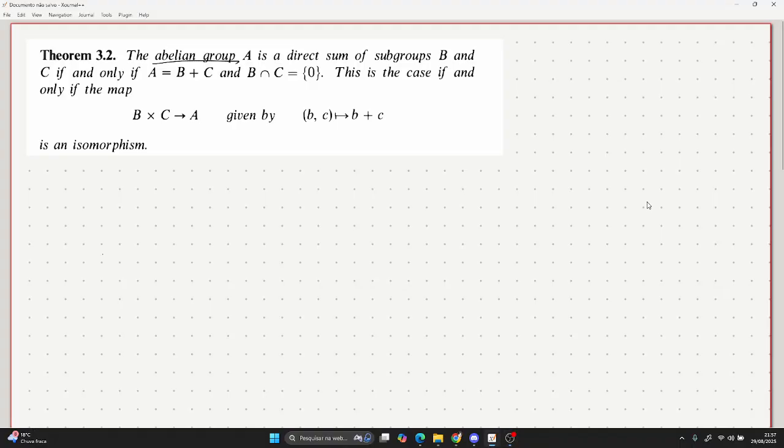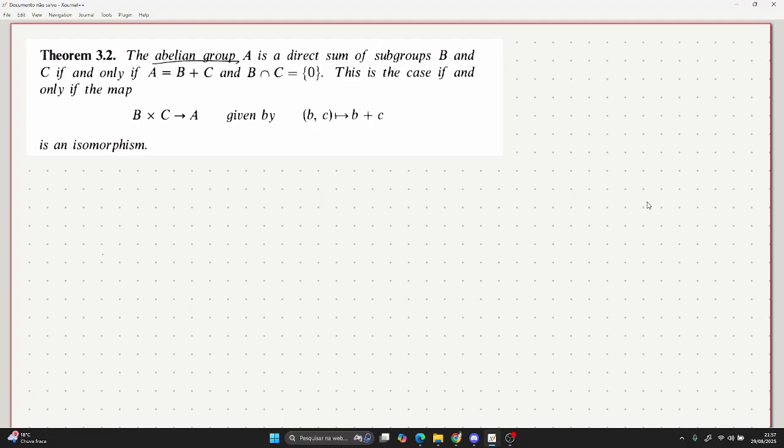Hello, everybody. Today we are going to understand and kind of prove it intuitively a theorem about a direct sum and isomorphism. So let's see what the theorem is talking about.